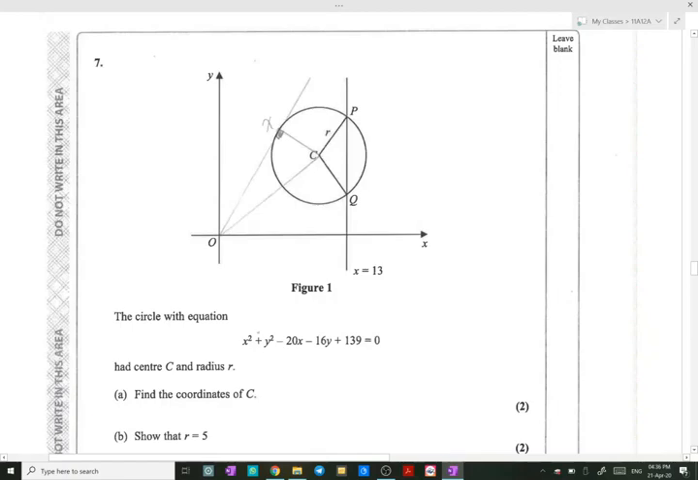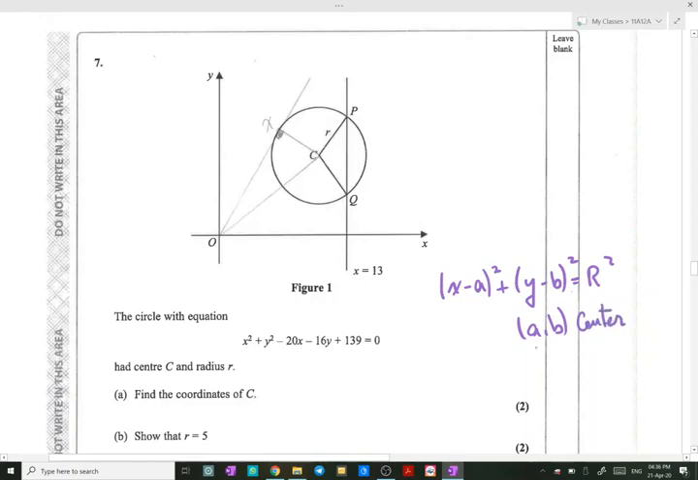Now, in order to find the coordinates of C, we need first to know the general equation of a circle, which is represented by (x minus a) squared plus (y minus b) squared equals r squared, where a and b represent the coordinates of the center of the circle.